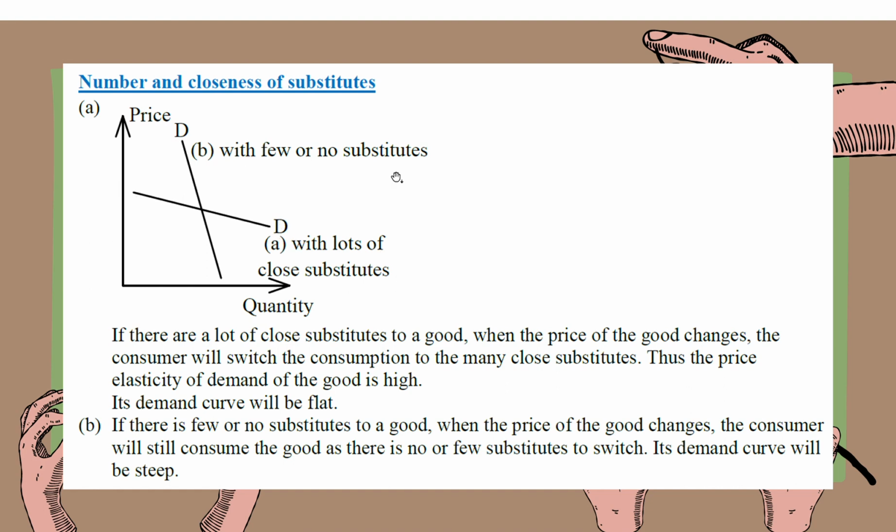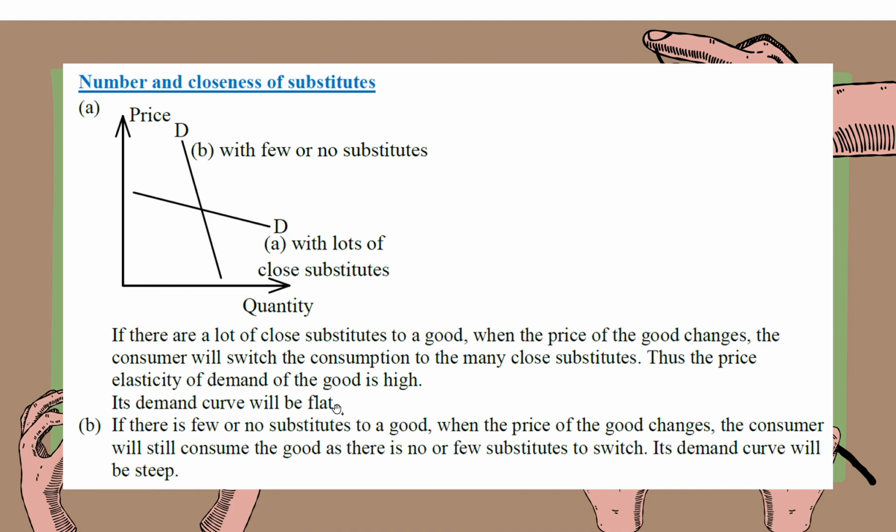With few or low substitutes, the curve is steep, okay? If there are lots of close substitutes for the good and the price changes, the consumer will shift consumption to you if you have a price cut, or to others if you have a price rise, okay? So the price elasticity of demand is high.